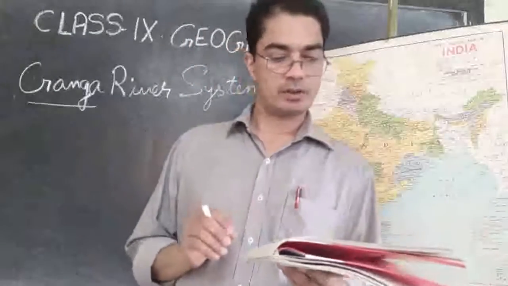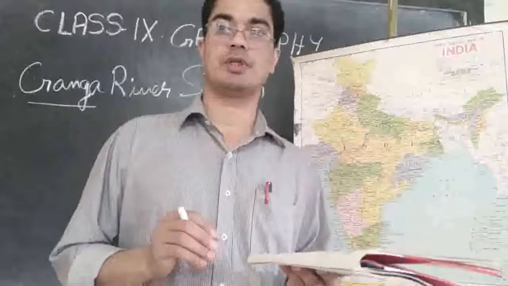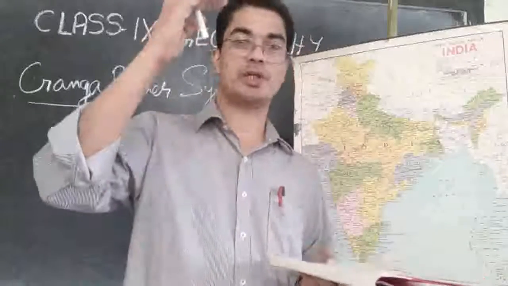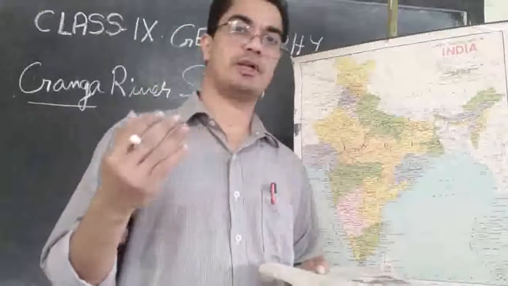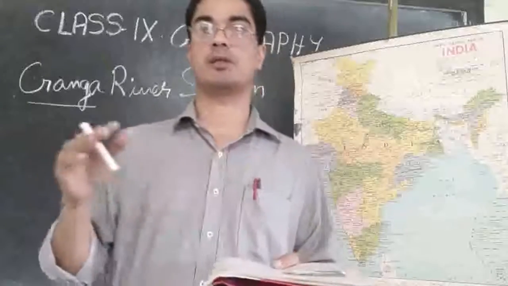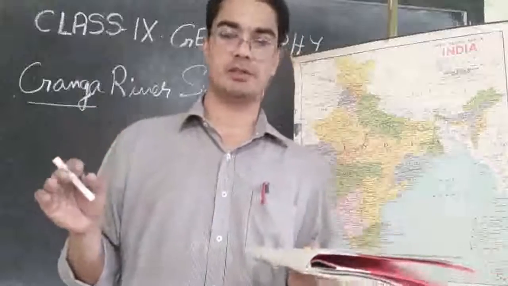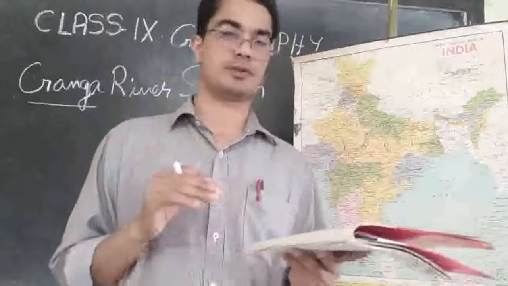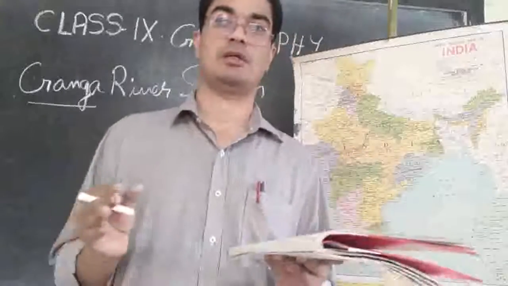They are the rivers which flood parts of the northern plains every year. So these three rivers originate from Nepal Himalaya, and during the rainy season they carry plenty of water, and the northern plains are flooded. Every year the northern plains get flooded because of these three rivers. Which are they? Ghaghara, Gandak and Kosi.